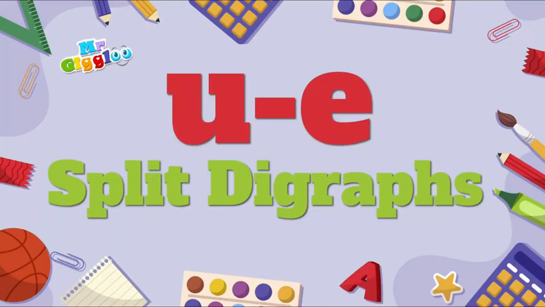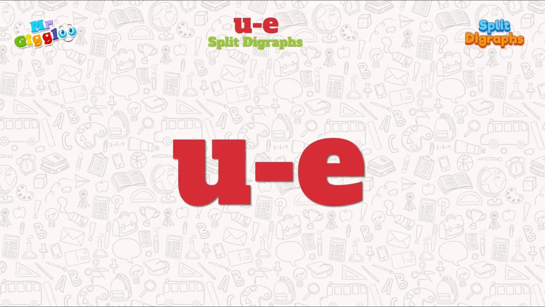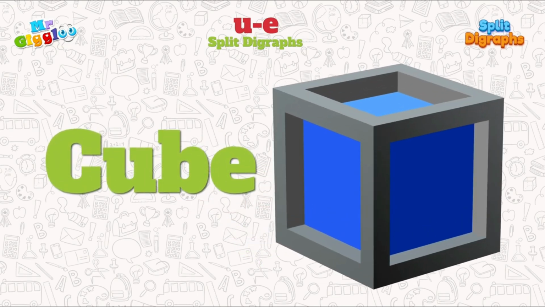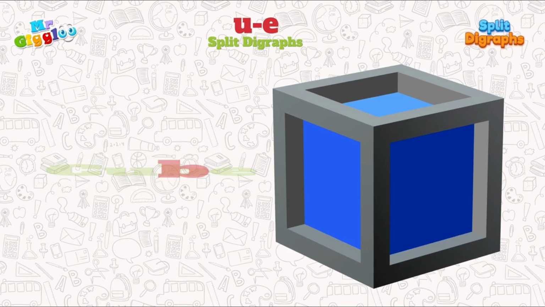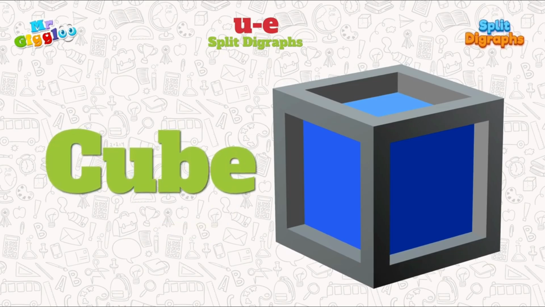U and E split digraphs. The letter U will say its name, U, with the help of letter E. Cube. K U B. Cube. Say cube.